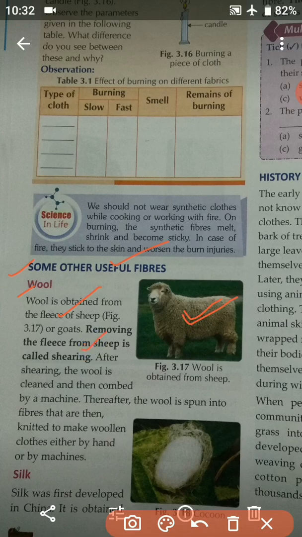After shearing, that means after removing the woolly covering, the wool is cleaned and then combed by a machine. Thereafter, the wool is spun into fibers that are then knitted to make woolen clothes either by hand or by machines. So students, after being cleaned and combed, the wool is spun into fibers, okay? And then they are knitted to make different woolen clothes either by hand or by machine.